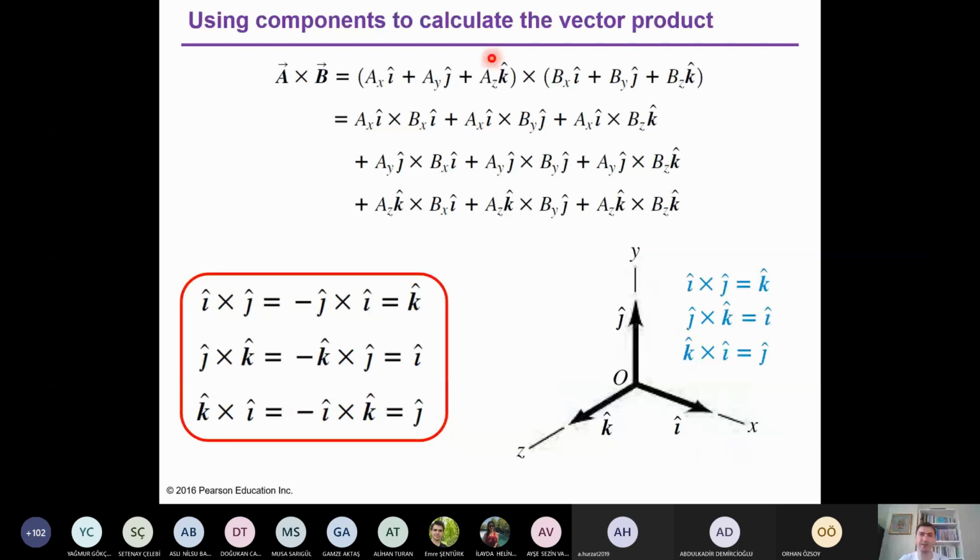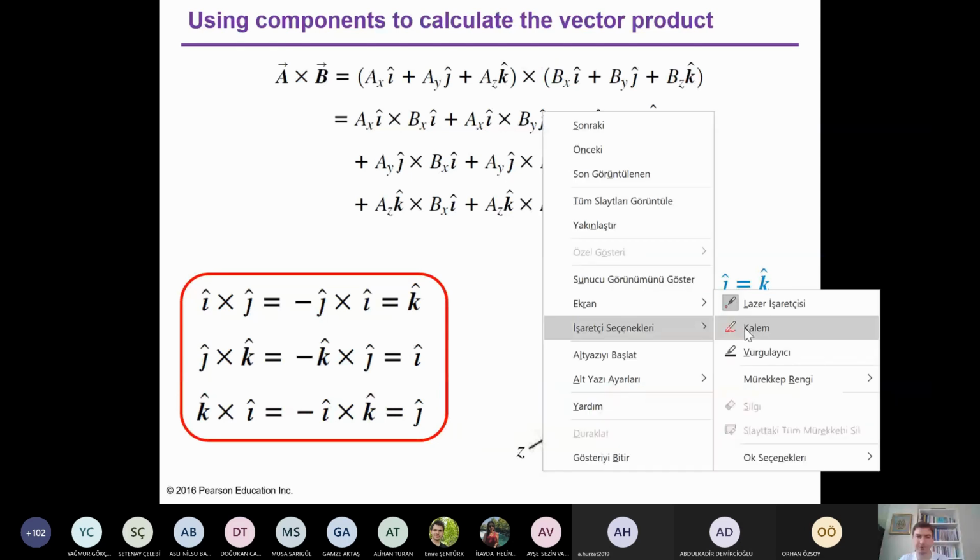What do we have here? Ax i cross Bx i, Ax i cross By j, Ax i cross Bz k. So again, multiply this one, okay, multiply this one. So then you have result here. So just look at this rule here. This is I vector, this is J vector, this is K vector. Now, remember the rule. I would like to calculate this one.